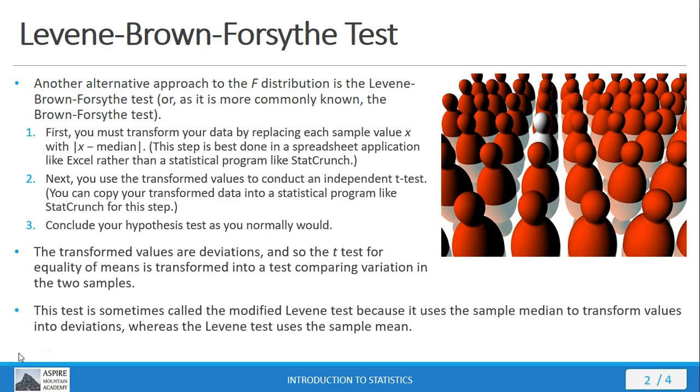Now, this test is sometimes called the modified Levene test because, as I said earlier, there's another test named the Levene test, which uses the sample mean, and it's essentially the same thing that we were looking at with the Count 5 method. And so sometimes this is called the modified Levene test.